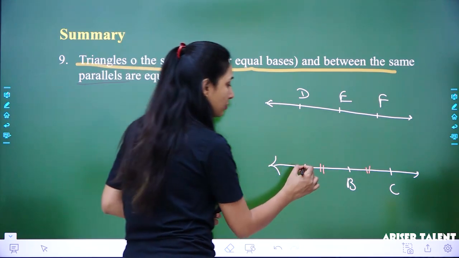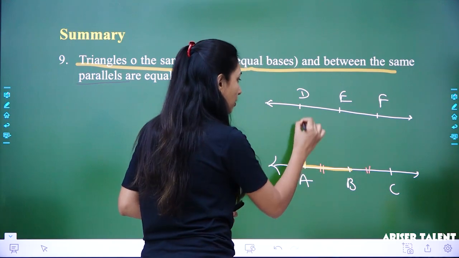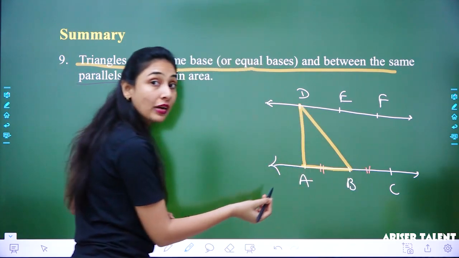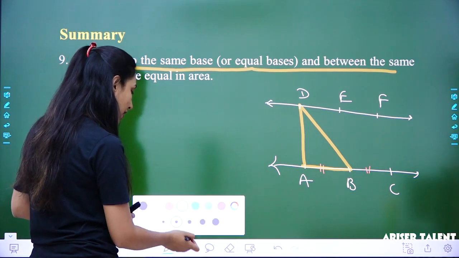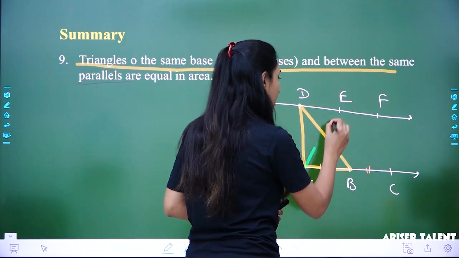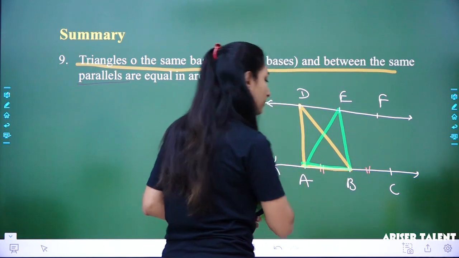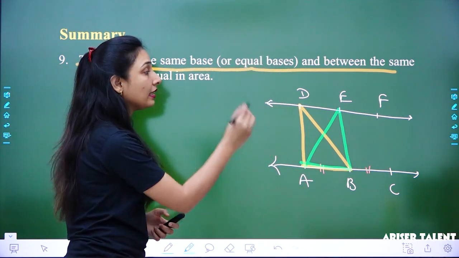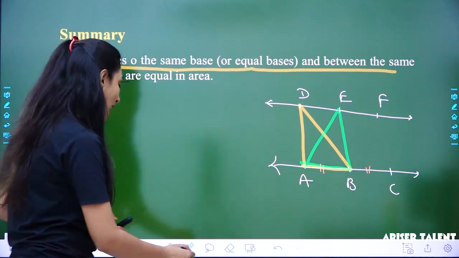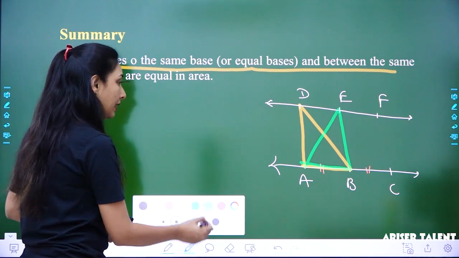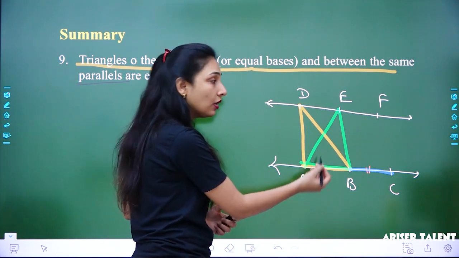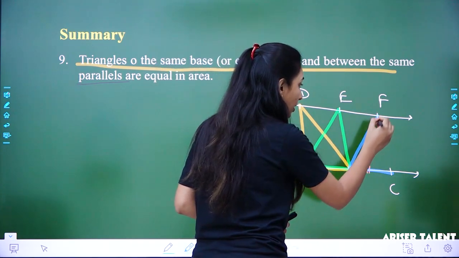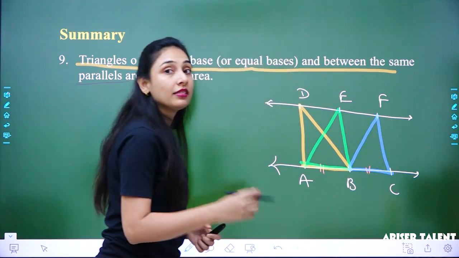So, let's pick this one, AB, as the base. You're having this triangle ABD. This will have the equal area as that of this triangle, the triangle ABE. These will have equal areas. Now I will talk about this BC. This BC is the same base as AB, so anything like that will have the same area.